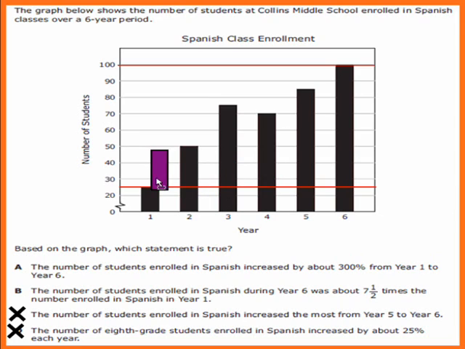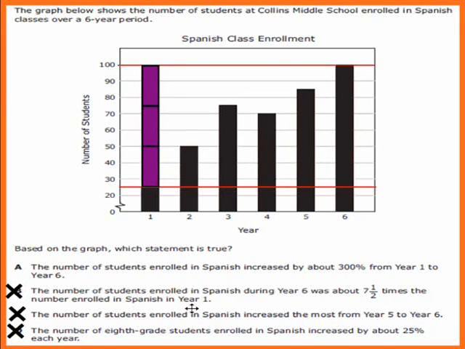This bar represents 25 students. Remember, it is not the same size as the original bar because of the break in the graph. I continue to bring bars over to build to 100. Another bar is 75, and the last takes me to 100. Notice it only took 4 bars, so year 6 is only 4 times bigger, not 7.5. We can eliminate B.